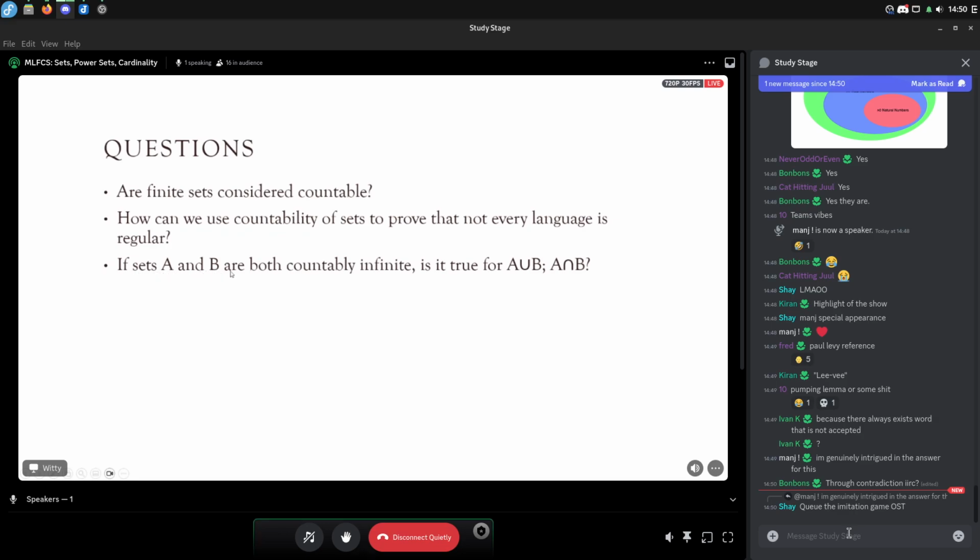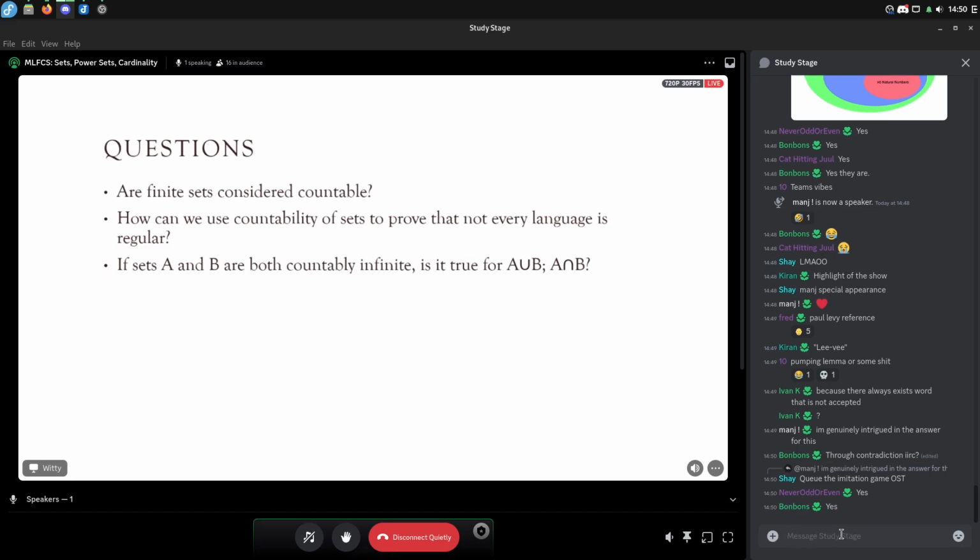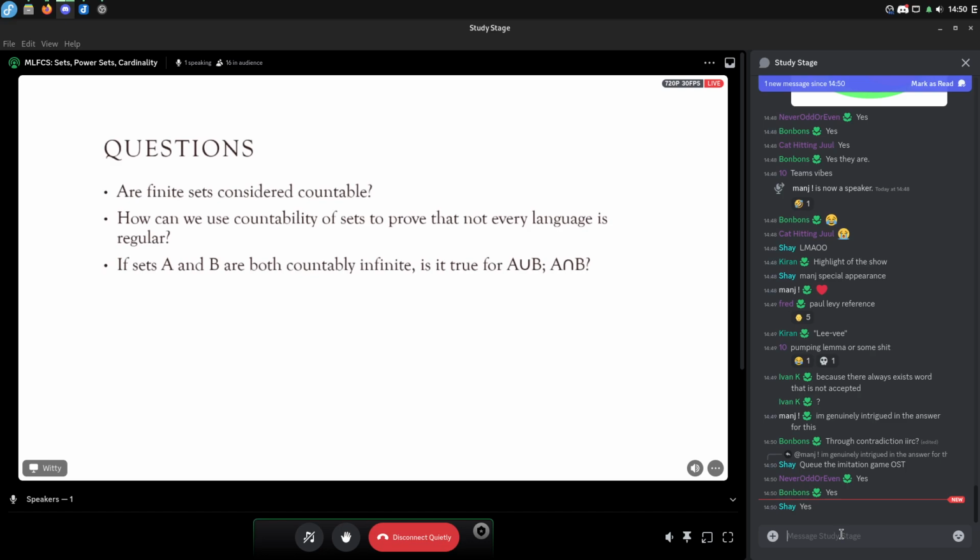So if sets A and B are both countably infinite, is it true? Like, is A union B and also A intersection B, are they also countably infinite? What do we think? Yes. Yes to both? Yes? Okay. Yes.